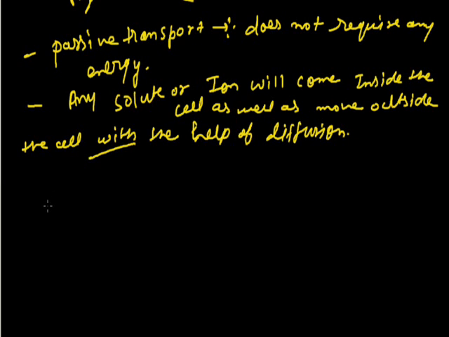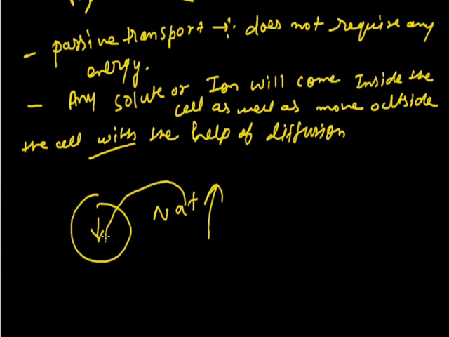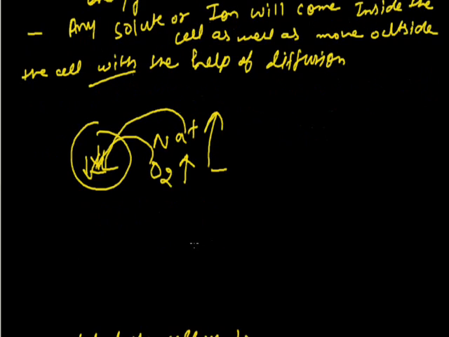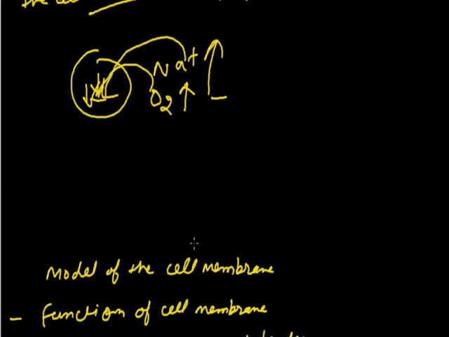Is it clear that in the process of diffusion only solute or ion particles will move from their higher region to lower region? Suppose this is the cell, and the cell will get the ions. Suppose sodium ion: sodium is more outside the cell, less inside the cell, so it will come inside. Suppose oxygen, which is more outside and less inside, will move inside by the process of diffusion, and it doesn't require energy. So it's a kind of passive transport. Next transport that we will discuss.